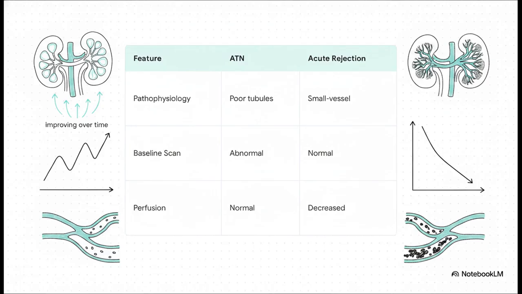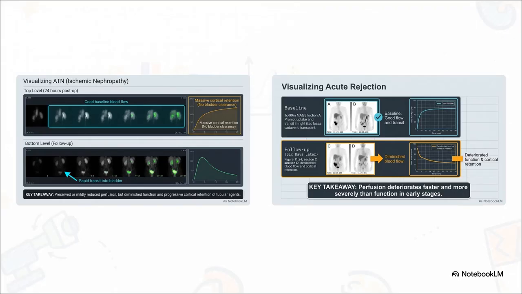very specific conditions. On one side, we have acute tubular necrosis, or ATN, which generally improves over time. On the other side, we have acute rejection, which is an aggressive, small vessel obliterative disease that rapidly gets worse. The perfusion row here highlights the key indicator. ATN maintains normal perfusion, while acute rejection shows noticeably decreased perfusion.